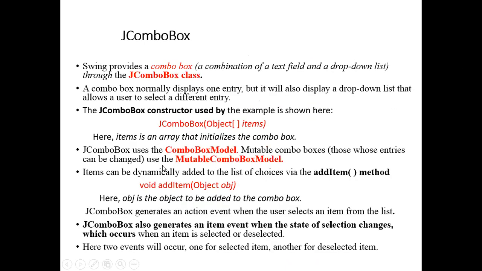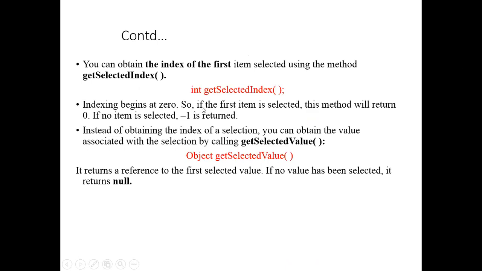And there is one more method. There are two methods which are supported by JList: getSelectedIndex and getSelectedValue. Whatever list of items you are storing in the JList, those items are stored in an array. Every array element will have an index value. So when you have to return the index value of that particular JList item, you have to use the method getSelectedIndex.